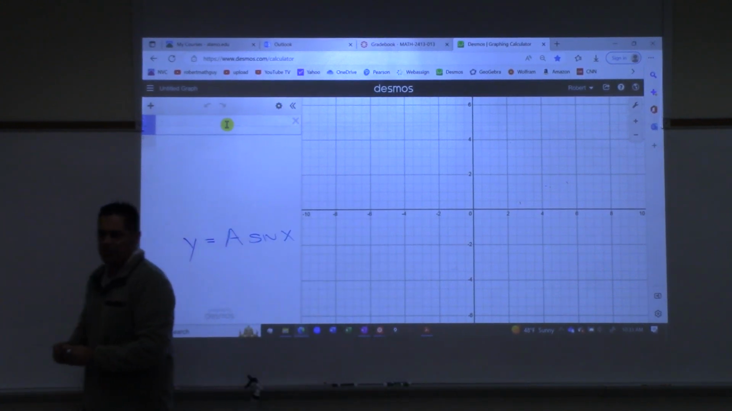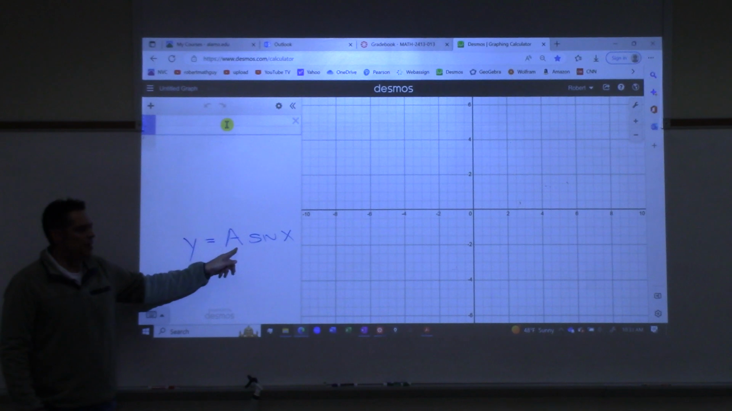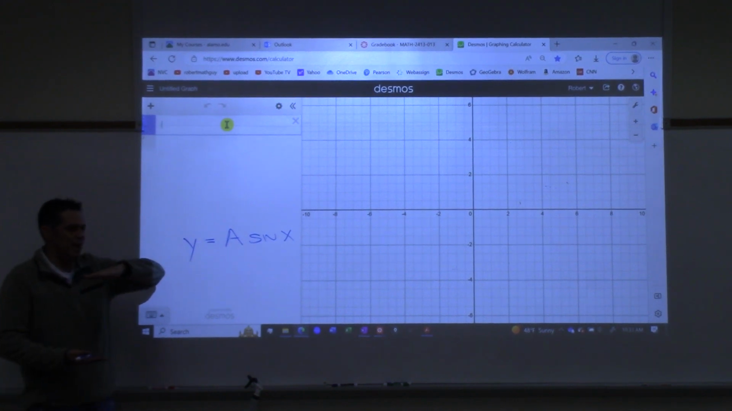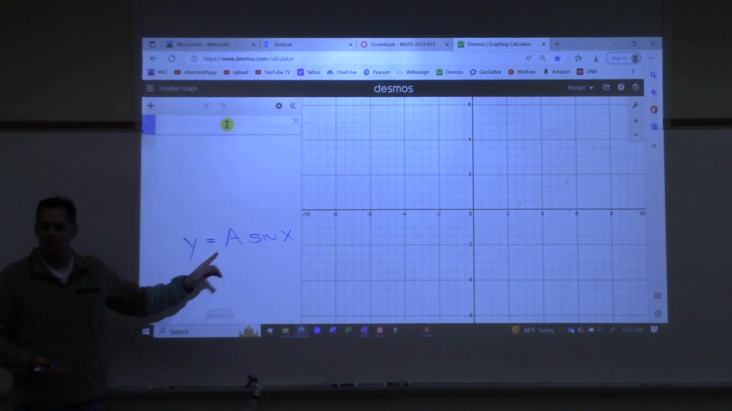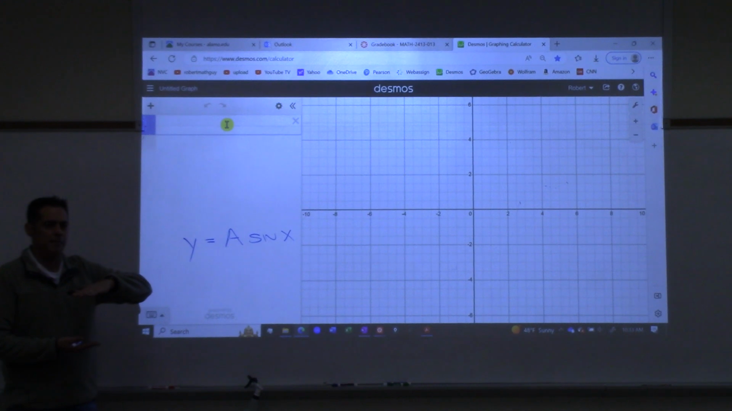If you're looking at the sine function in pre-cal, this number in front was the what? Amplitude, right? And that actually told you what your bounds were. Like if this was a 1, then it would just be between -1 and 1. If this was a 2, it would be between -2 and 2, right?